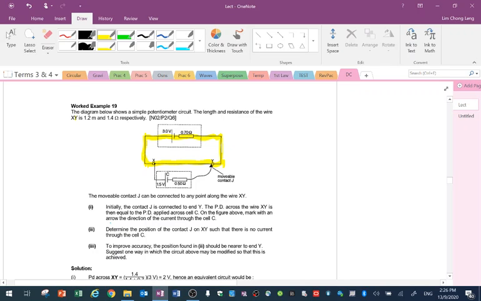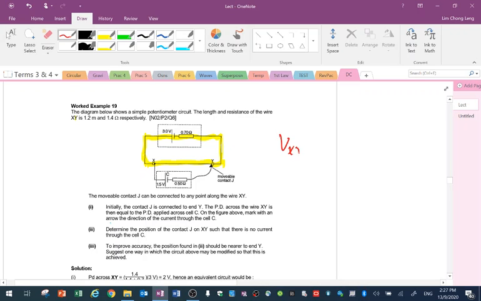On the figure above, mark with an arrow the direction of the current through cell C. Okay, this time Y is not the balance point. Obviously, Y is not the balance point. The balance point is somewhere between X and Y. How do I know? Well, first, let's calculate the PD across XY.